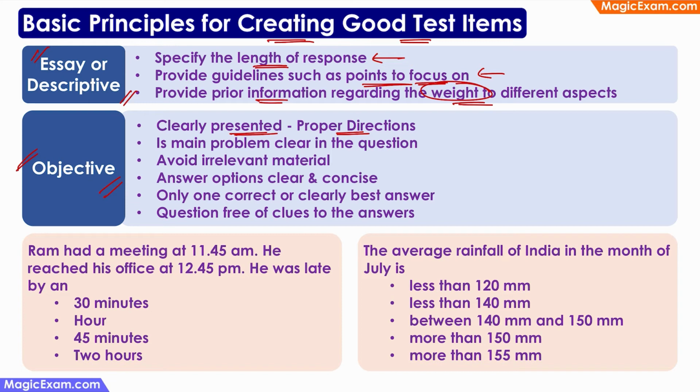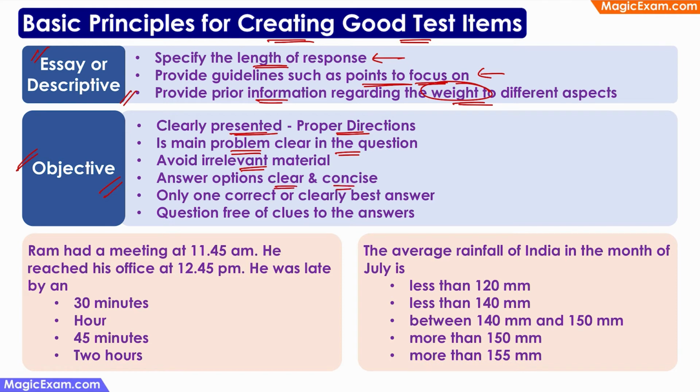And what you are trying to ask, the main problem or the problem statement, should be clearly specified in the question. And the question should not have irrelevant material. For example, if I give you a lot of unnecessary information in a question, unless I'm trying to see how well you can filter out the irrelevant information, the question should consist only of relevant information that is required for answering the question.